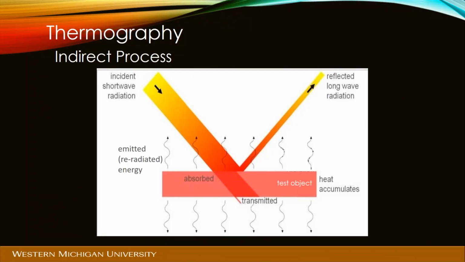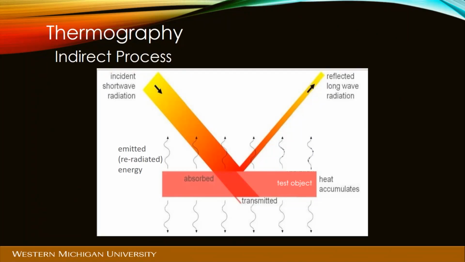It ends up coming off as a longer wave when it's reflected. Some of it may even be transmitted, a very small amount depending on the thickness or size of the part, and might be emitted from the opposite side. But the energy that's absorbed is going to make its way back out of the part into the environment. That's the emitted radiation. That's what we're imaging when we shoot a picture with a thermal camera.